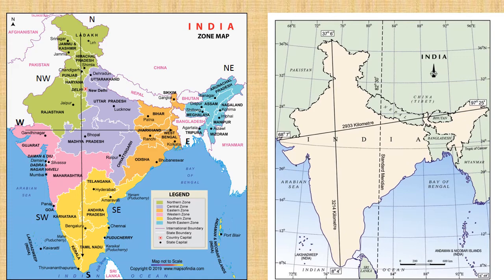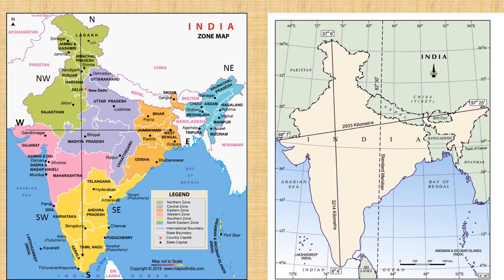In this slide, first let us understand the directions. The Jammu and Kashmir state lies to the northern part of our country and Kerala and Tamil Nadu lie to the southern part of our country. So, north and south direction.